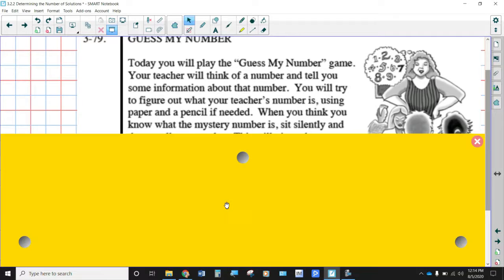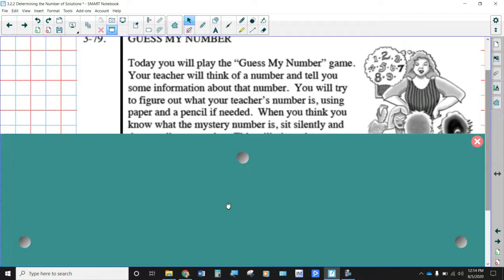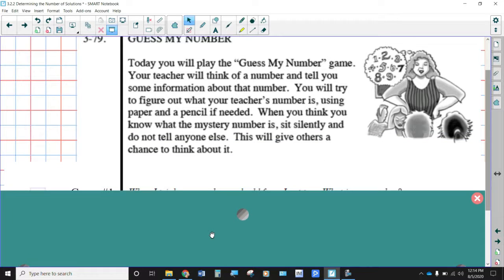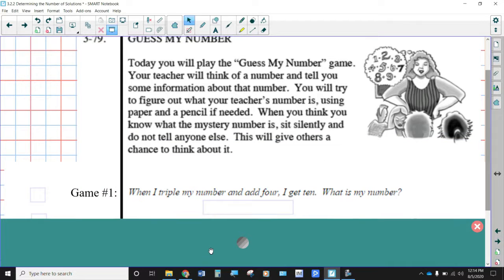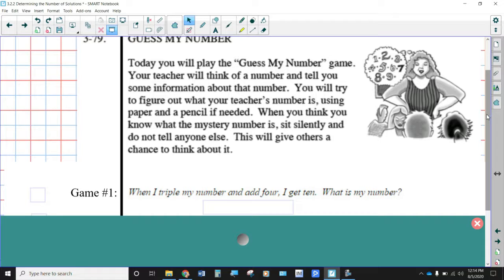Let me get my favorite color. Very nice. Don't ask me why that's my favorite color. I just like it better than the other options.